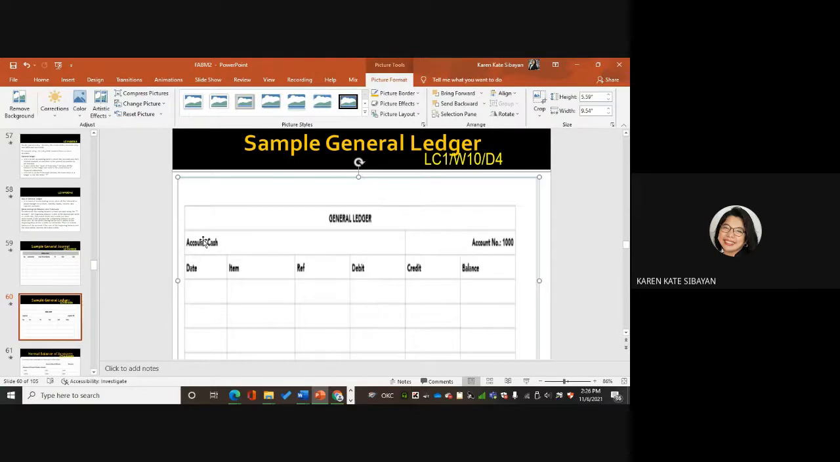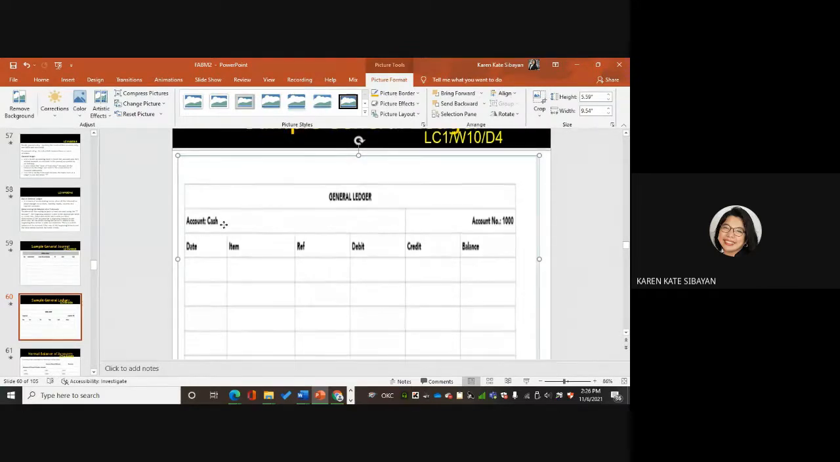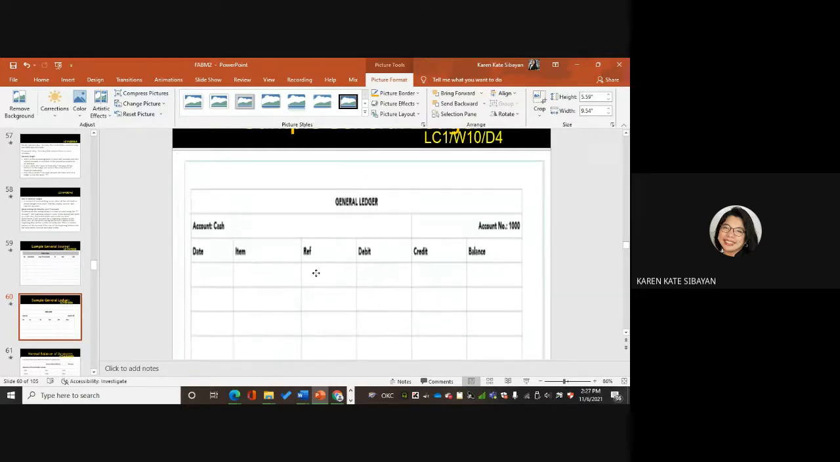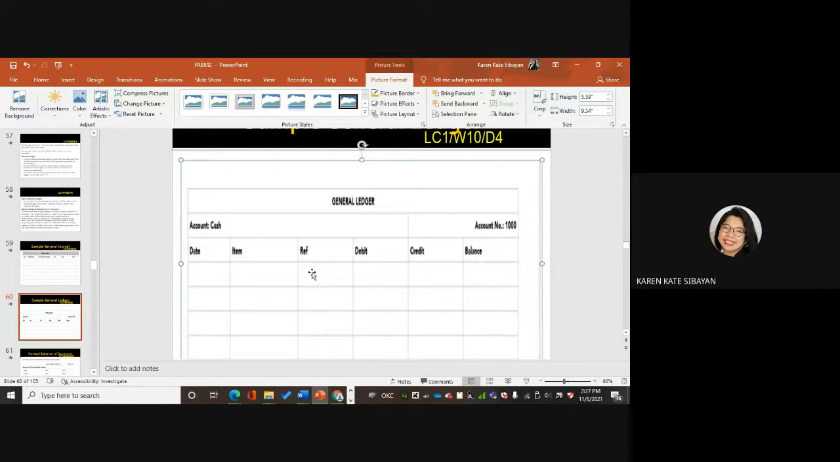So this is an example naman of the general ledger. This time, ito po yung general ledger under cash account. Okay? So ito yung account number. Lalagay mo dyan kung anong date, anong items. So for example, pwedeng kaninong supplier. Sa reference dito, saang journal? Page 1 ba? J? Pag sinabing J, ibig sabihin journal J01 or page 1 ng journal entry mo. Doon nangyari ang transaction. Anong debit, anong credit, anong balance. Okay?